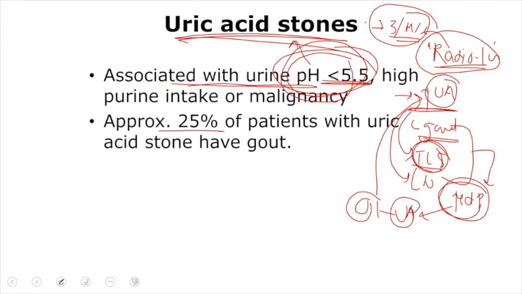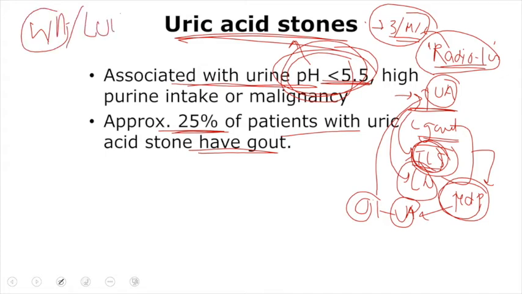So approximately 25% of patients with uric acid stone have gout, right? But as I've already said, it is not just gout. It can be associated with tumor lysis syndrome and also with Lesch-Nyhan syndrome as well. The other risk of getting uric acid stone is patients who live in a hot and arid climate. Not just that, low urine volume will also be a precipitating factor for formation of the uric acid stone.